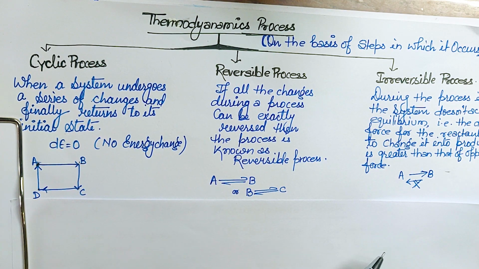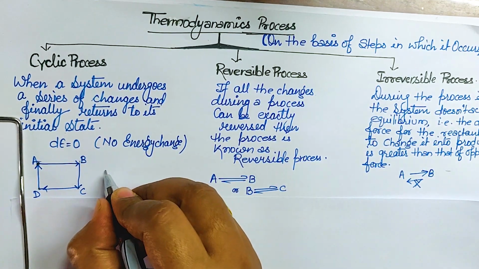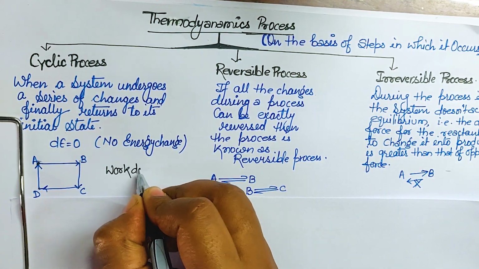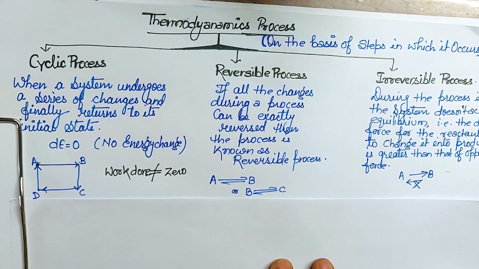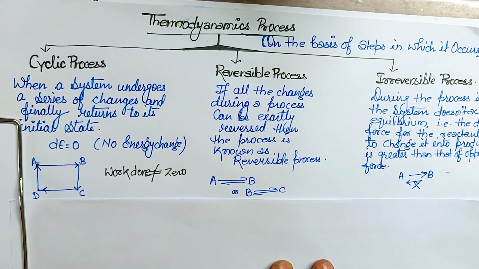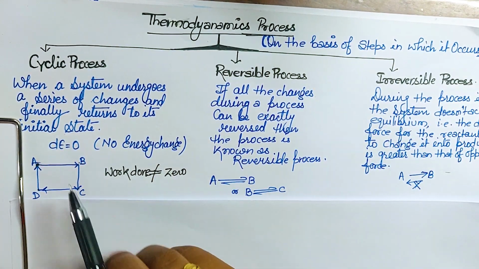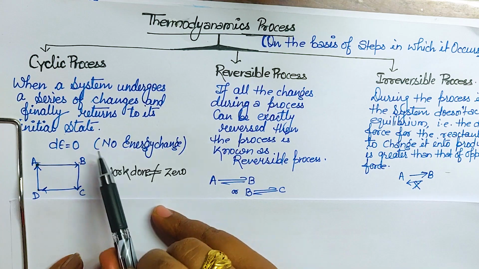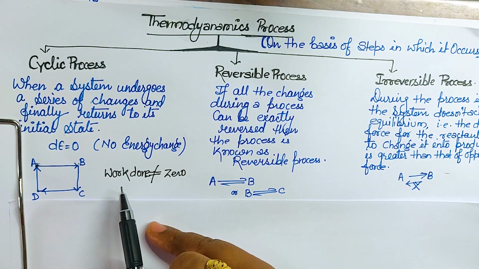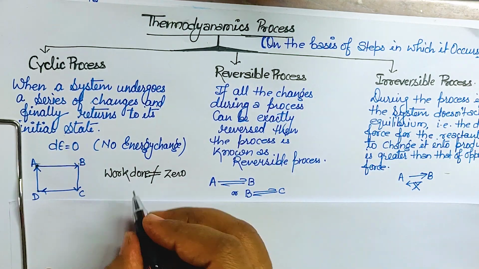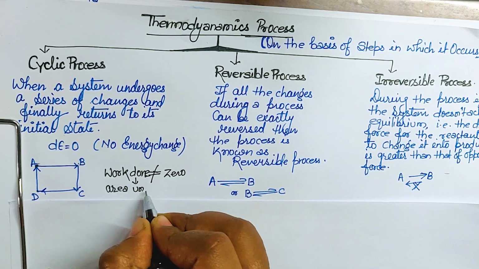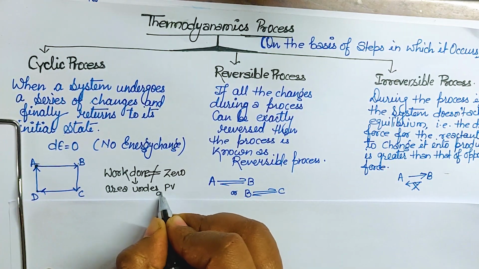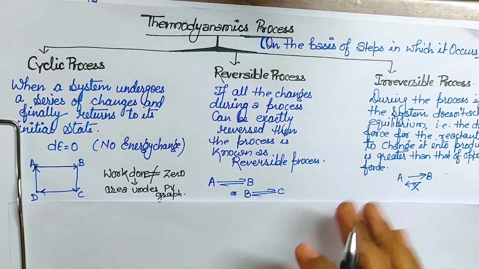One more thing I want to explain over here: the work done in this cyclic process won't be zero. Now you can ask, if the energy is going to be the same, then why not the work done? This part I will explain further. Till now, you should know that there will be no energy exchange, but the work done will not be zero. Clear? And this is equal to the area under the PV graph. All this I will explain later on. Don't worry about that.